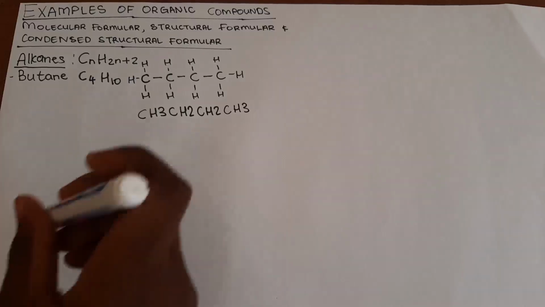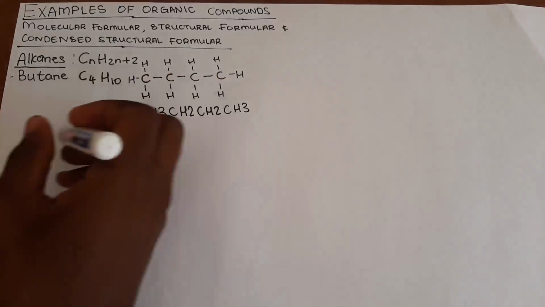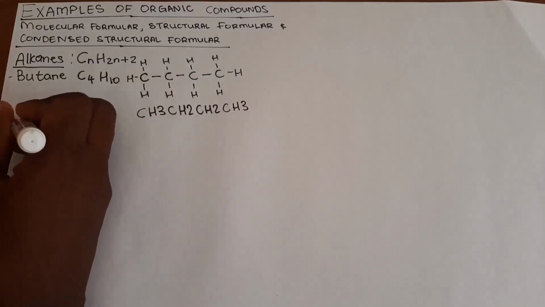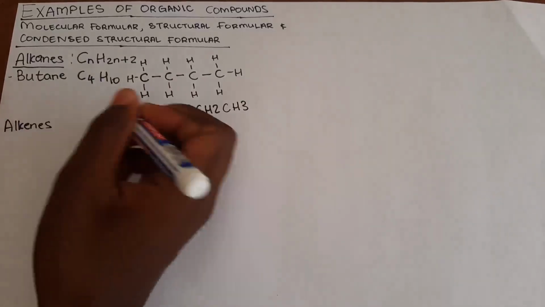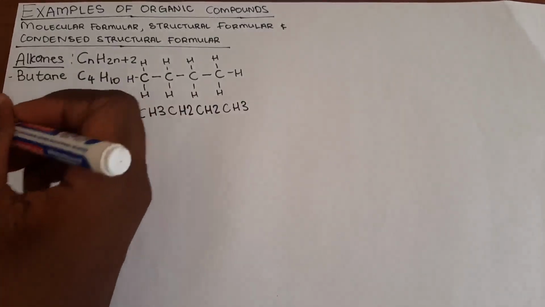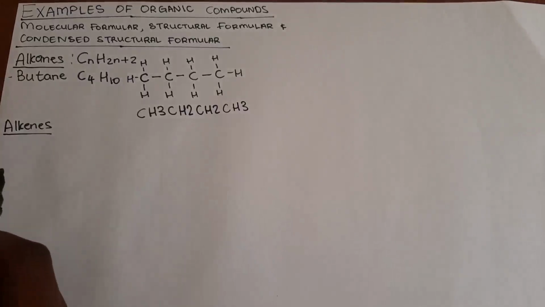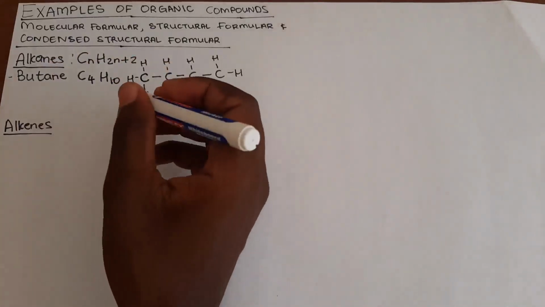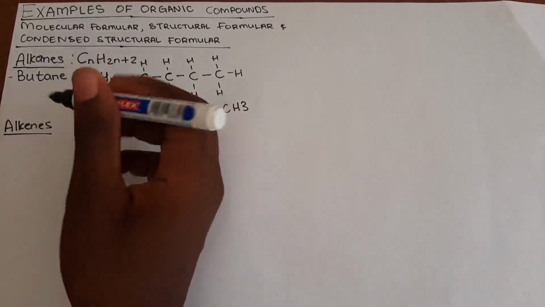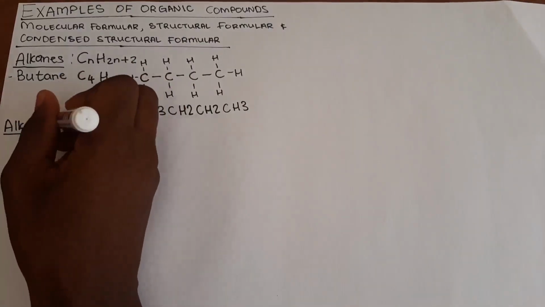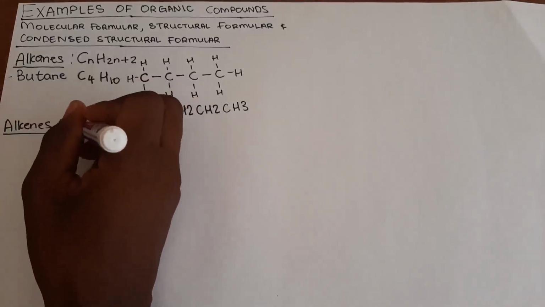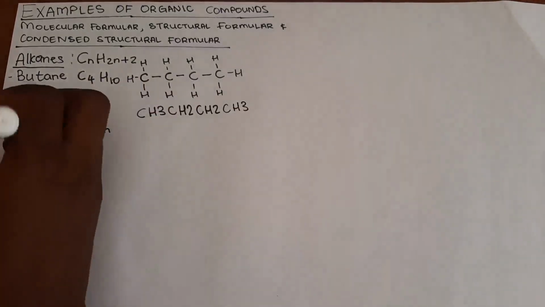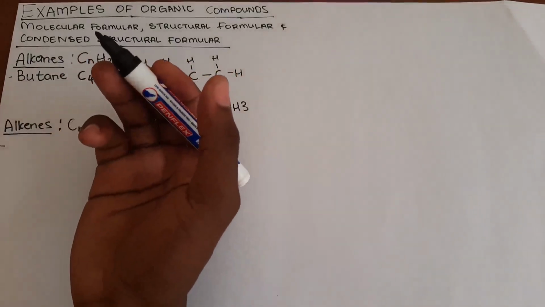Okay, let's jump to alkenes. Alkenes, you know that these are unsaturated hydrocarbons. In terms of alkenes, again, knowing the general formula of this specific homologous series is very important. So what's the general formula of alkenes? It's CnH2n. So let's choose any compound. Let's say 2-hexene.